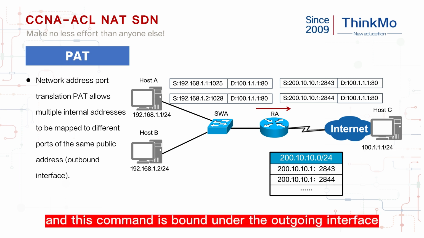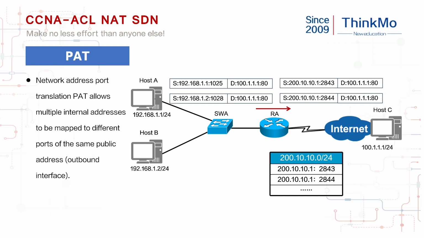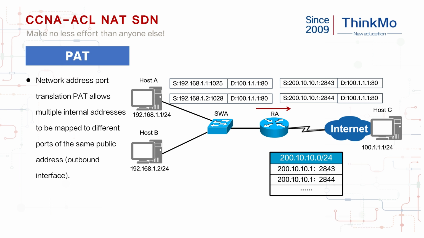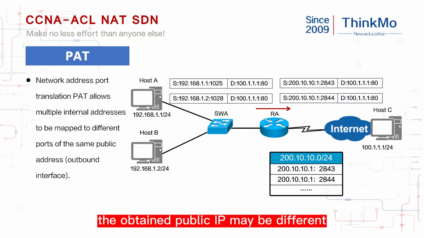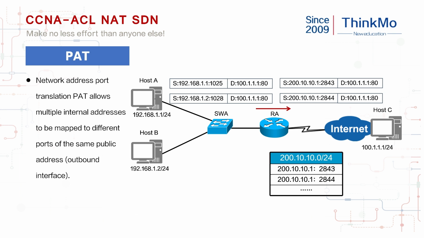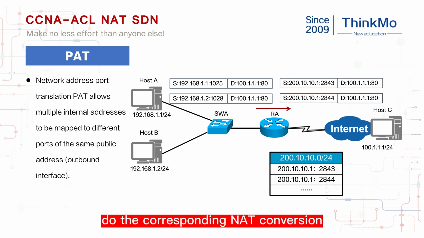And this command is bound under the outgoing interface. The outgoing interface address can be changed, and it does not matter how. The address of the external network interface changes. So now for many companies, how we use the internet is not a fixed IP. We use the form of PPPoE. Every time I dial up, the obtained public IP may be different. But this does not affect us doing NAT, because we can use the public network interface to do the corresponding NAT conversion.